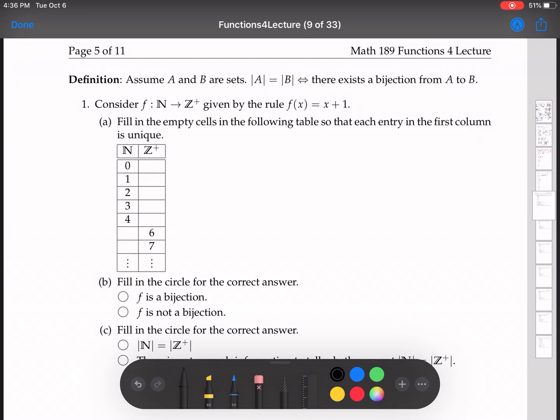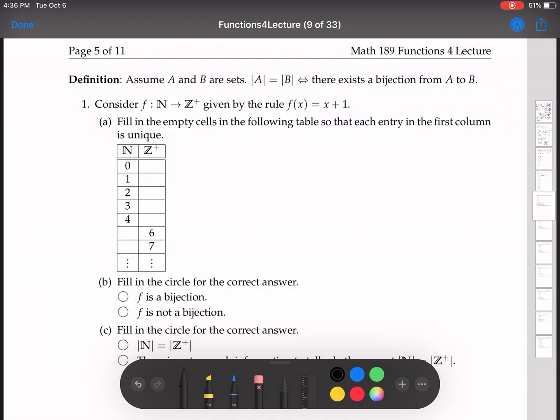Now notice that everything is exactly the same as the bijection rule. The only thing that's different is we've said sets, not finite sets. This works for all sets. All right, and now some peculiar things happen that you might not expect.